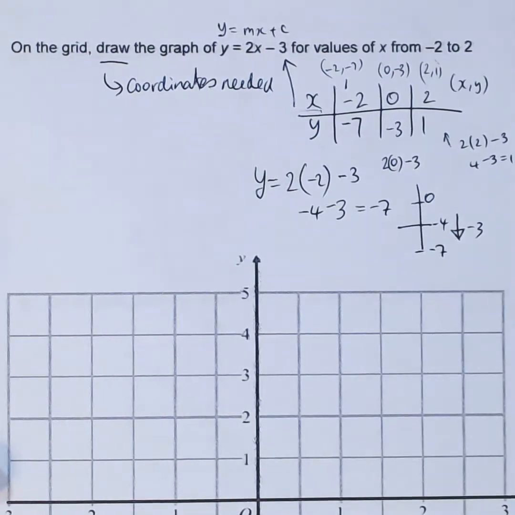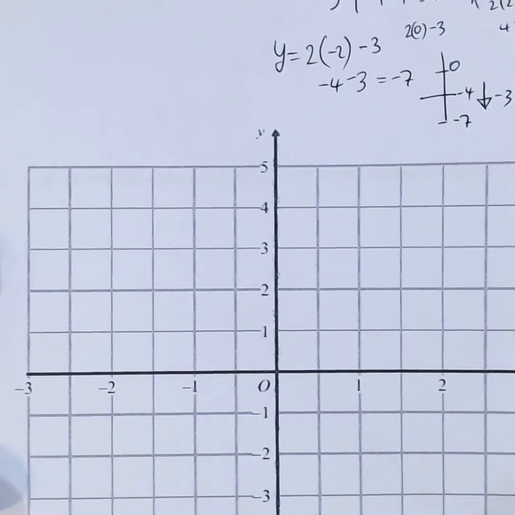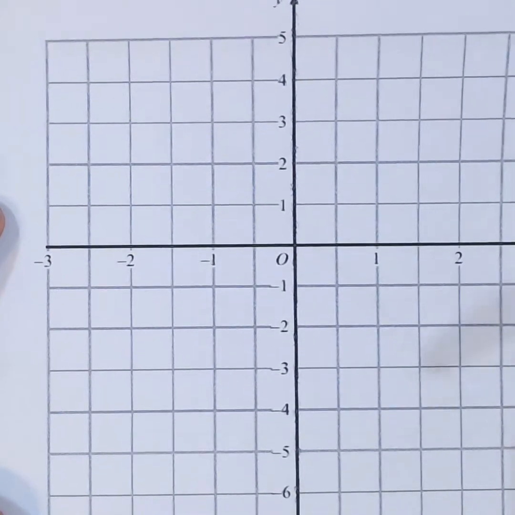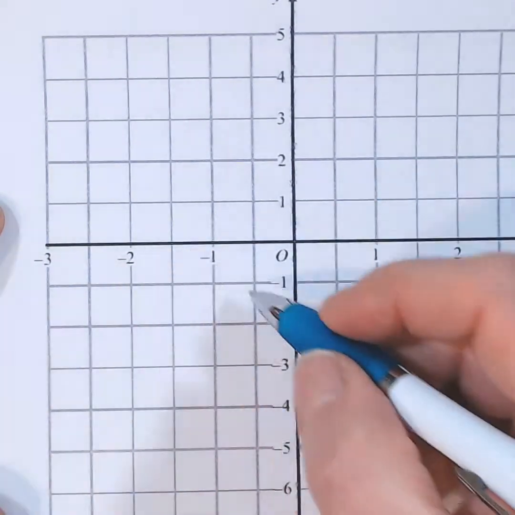And then just the classic thing, we just get the graph paper and we plot those points. So the first coordinate was -2, -7.